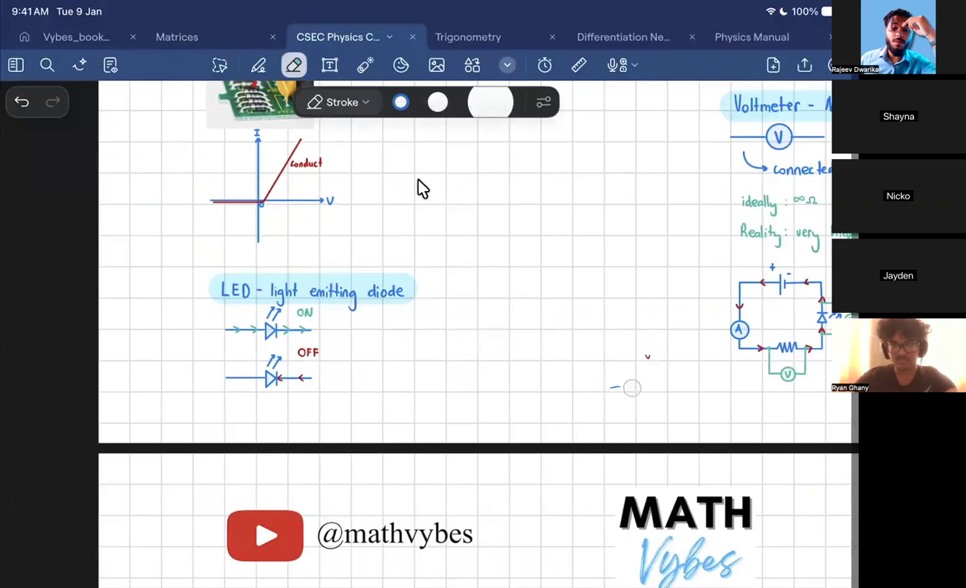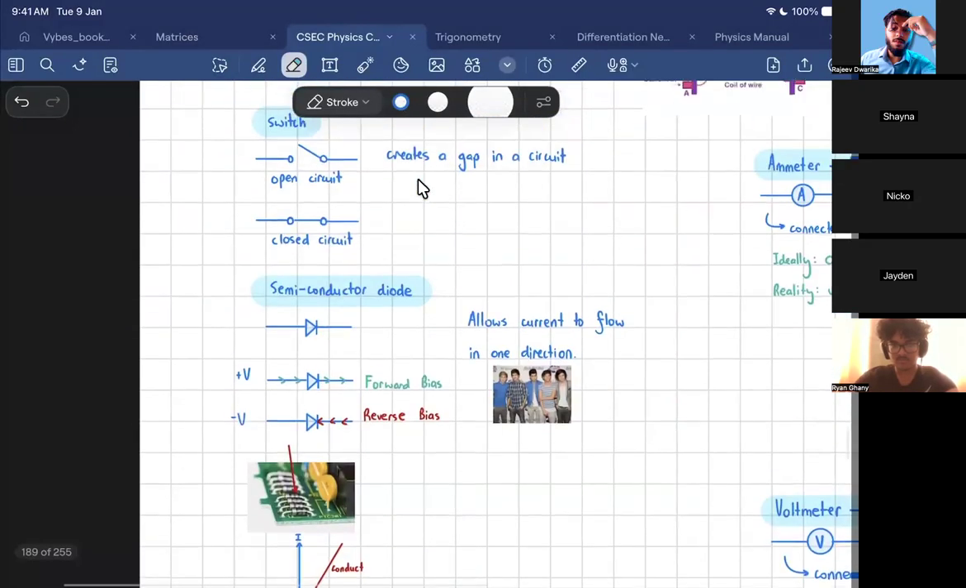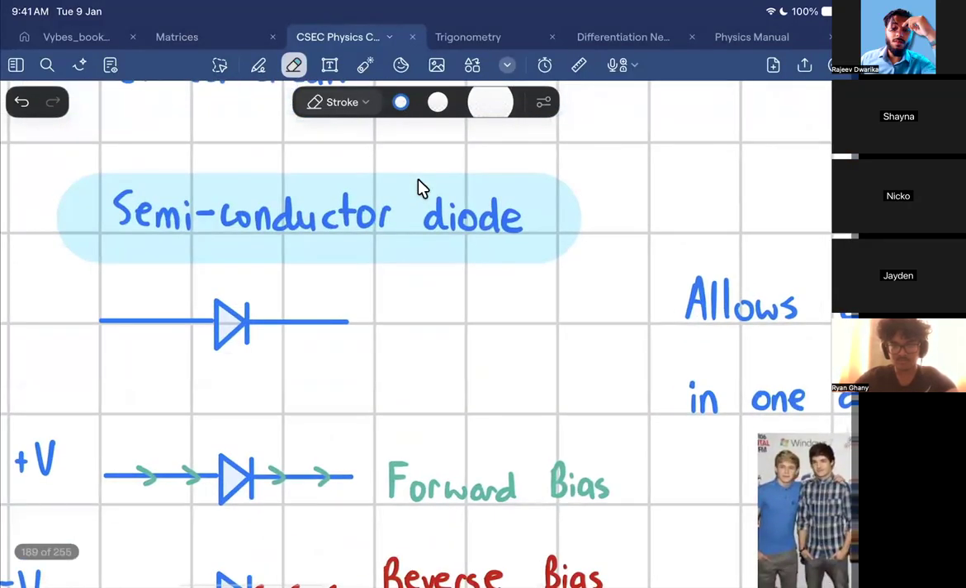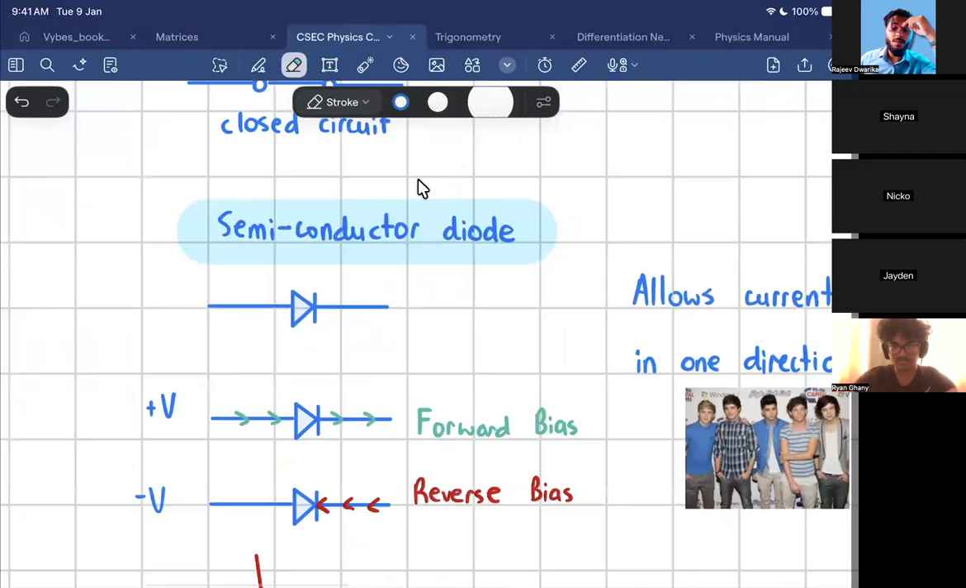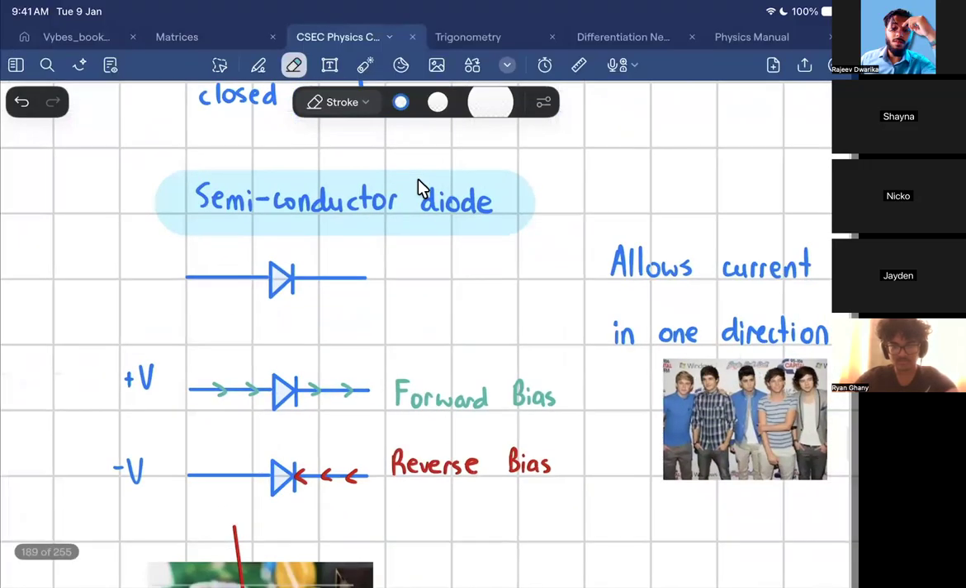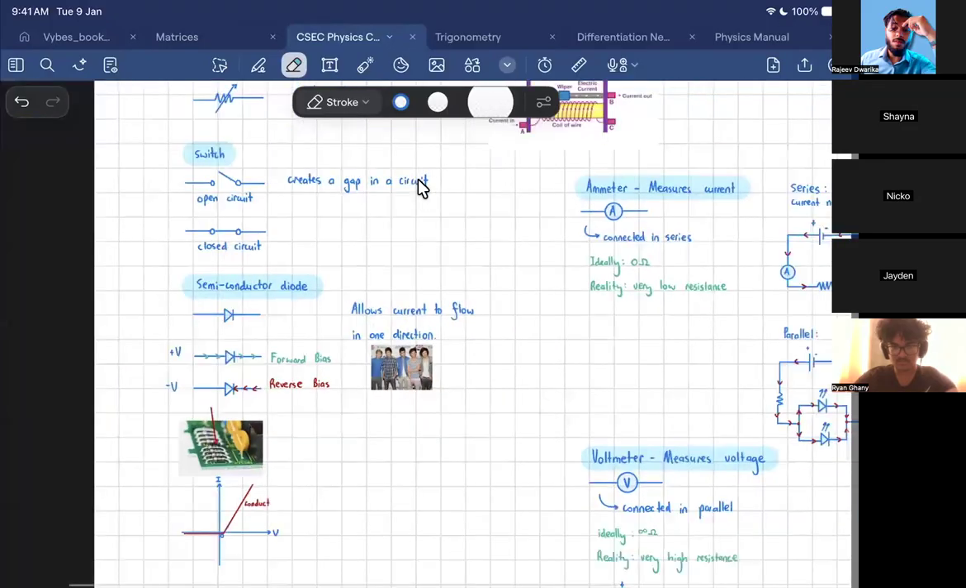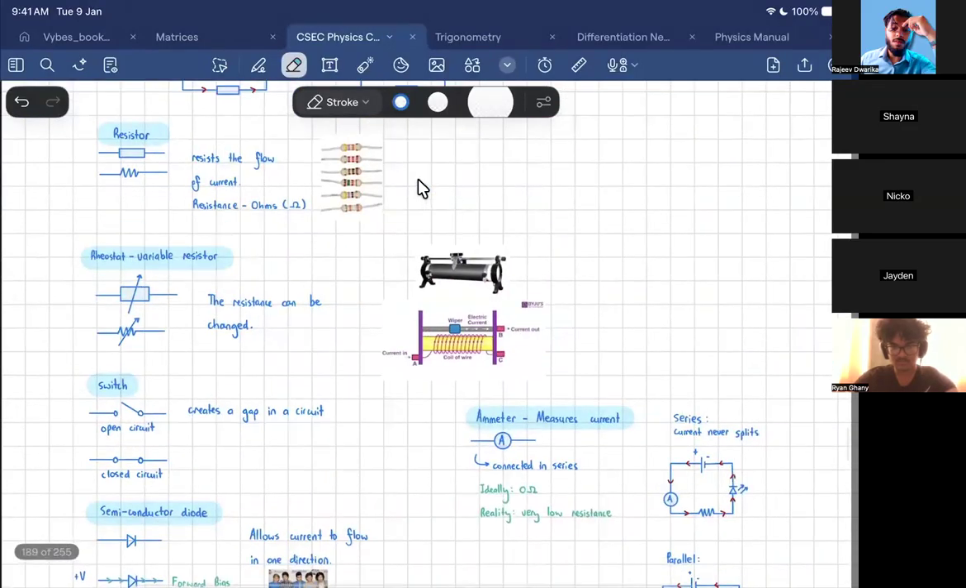Application of diodes, by the way. Diodes are used for rectification, when you're trying to convert alternating current to direct current, because a diode only allows current to flow in one direction. But when you reach that stage, you'll see what I mean by that.